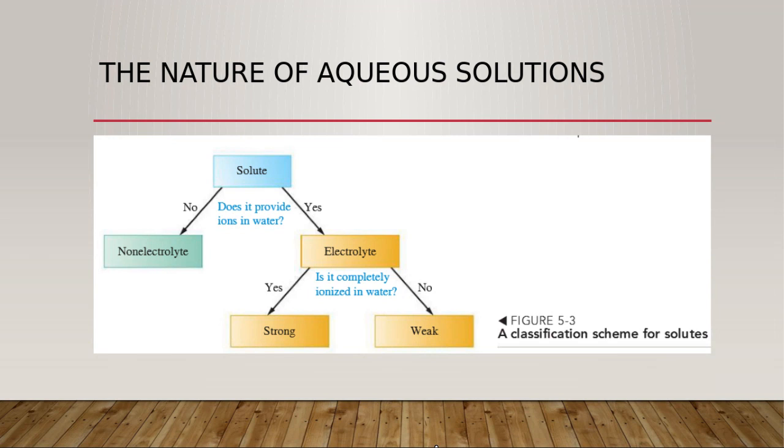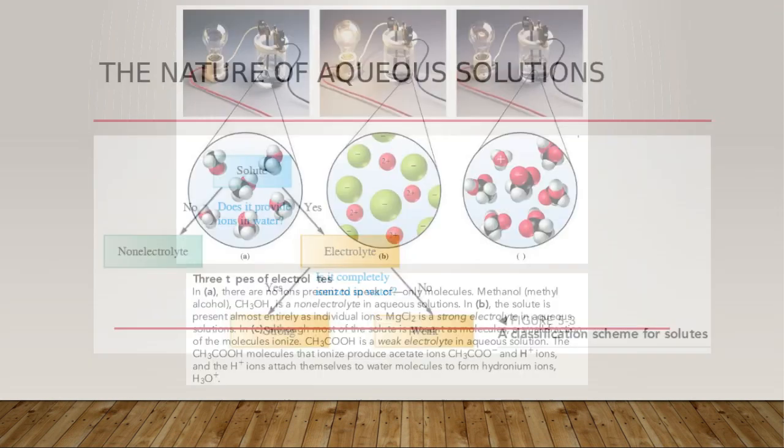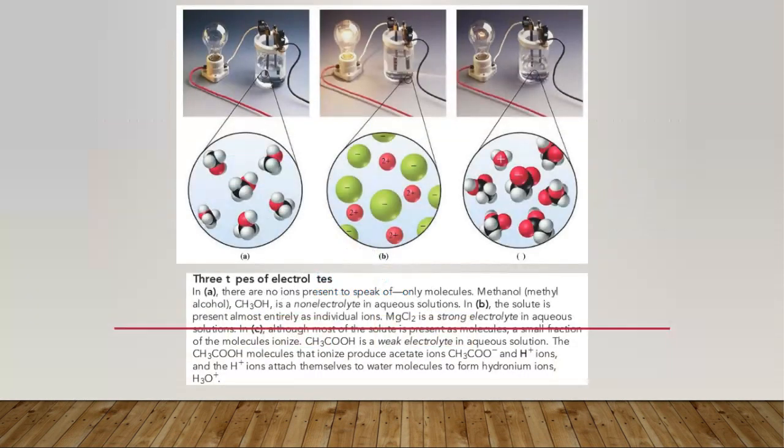Essentially, all soluble ionic compounds and only a relatively few molecular compounds are strong electrolytes. Don't forget that. This is important. And most molecular compounds are either non-electrolytes or weak electrolytes. Don't forget that. Yes, let's check that one here.